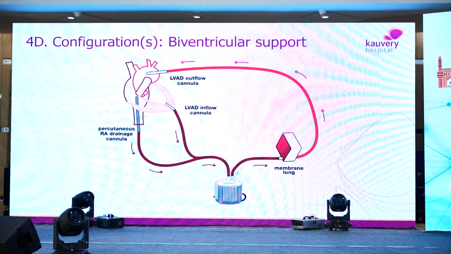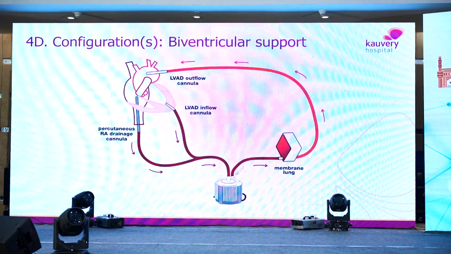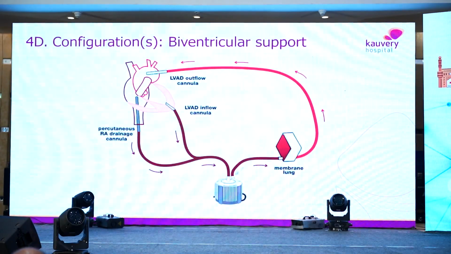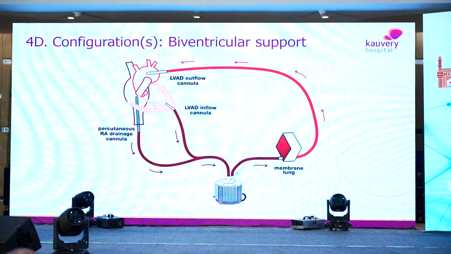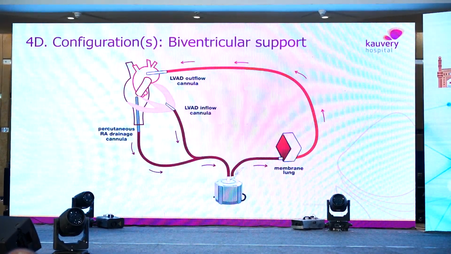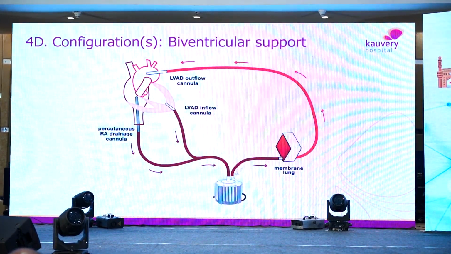Now, if on this circuit the patient improves, the RV tends to improve faster than the LV sometimes, and then you can just get rid of the RV side. So you can just remove the right ventricular side and use only this without the oxygenator, because you're no longer doing a right-to-left shunt, then that will just be an LVAD.